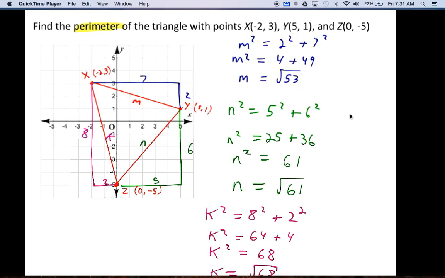Then I would compute these: square root of 53, square root of 61, square root of 68, whatever they come out to be, and then just add them all together to get my answer.